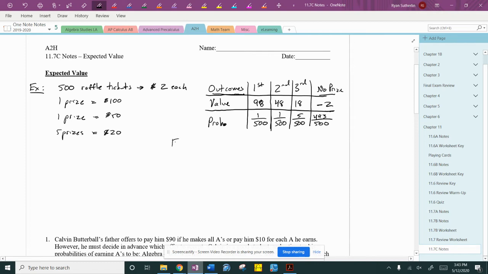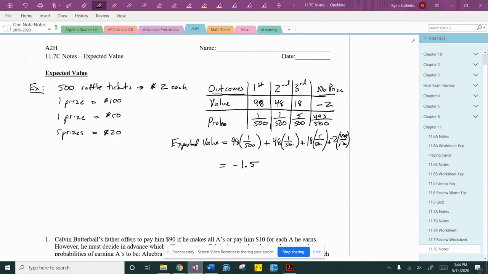So if I want to figure out my expected value, sometimes it's called the expected outcome, what I'm going to do is just take my value times my probability of that happening, and I account for each case. For each one, I just multiply those two. So I really have -2 times 493 over 500. I put all of that into the calculator and I get -1.5. So what that means is every time I buy a raffle ticket, I'm expected to lose $1.50.